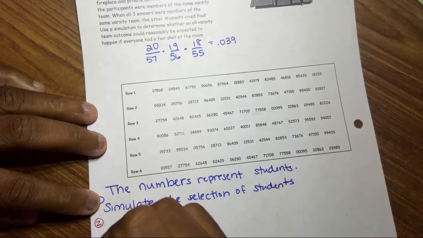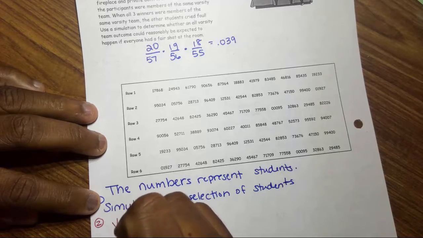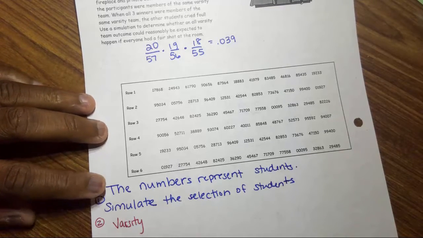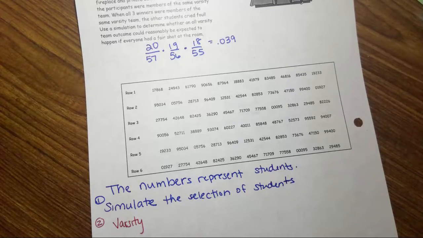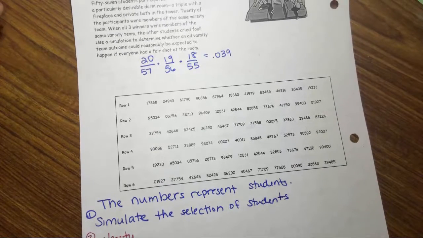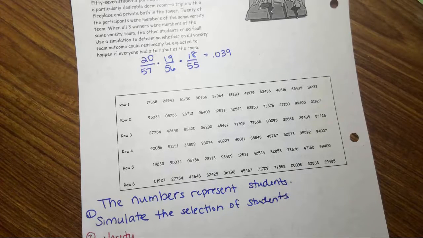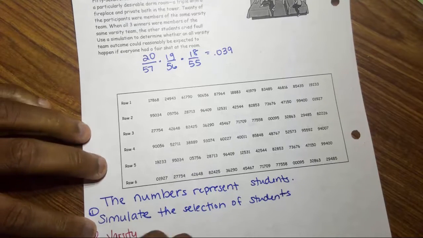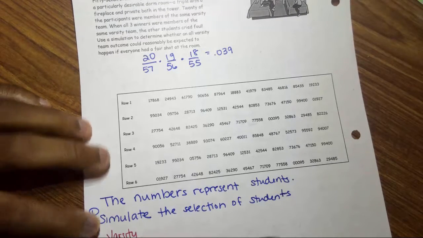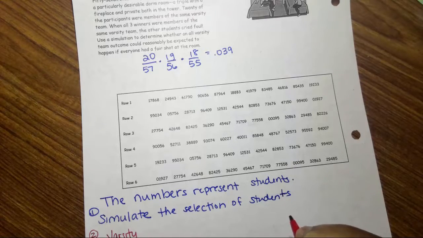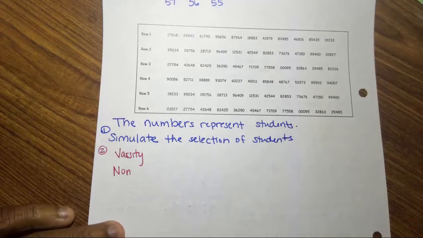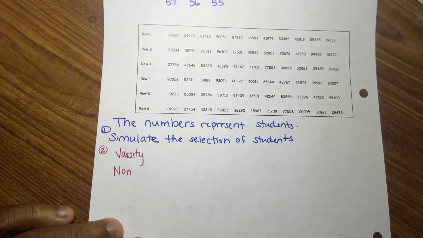So, varsity players, here's how this is going to work. The first time we did it, they gave us percentages, right? Did they give us percentages here? No. They showed us how many varsity players we had and how many regular students we had. So we'll say varsity and non-varsity. There are 20 varsity players. Everybody got that? So we need to assign the numbers for 20 varsity players. How can we do that?